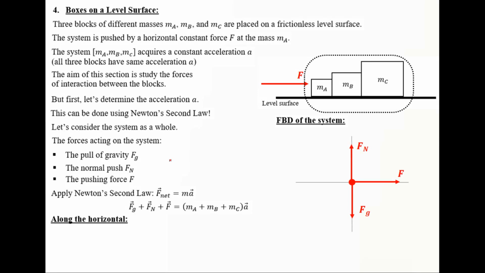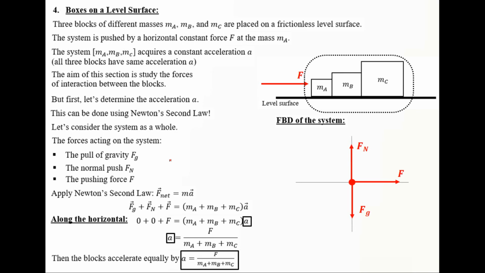Along the horizontal, the pull of gravity is 0, the normal push is 0, and capital F is to the right. So the acceleration is A and the masses remain the same. So the acceleration would be given by capital F divided by MA plus MB plus MC. Then the blocks accelerate equally by capital F divided by MA plus MB plus MC.